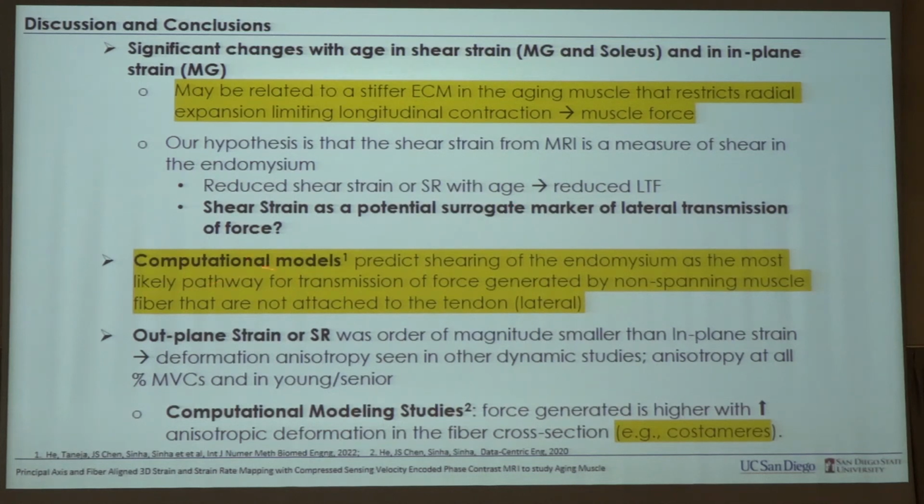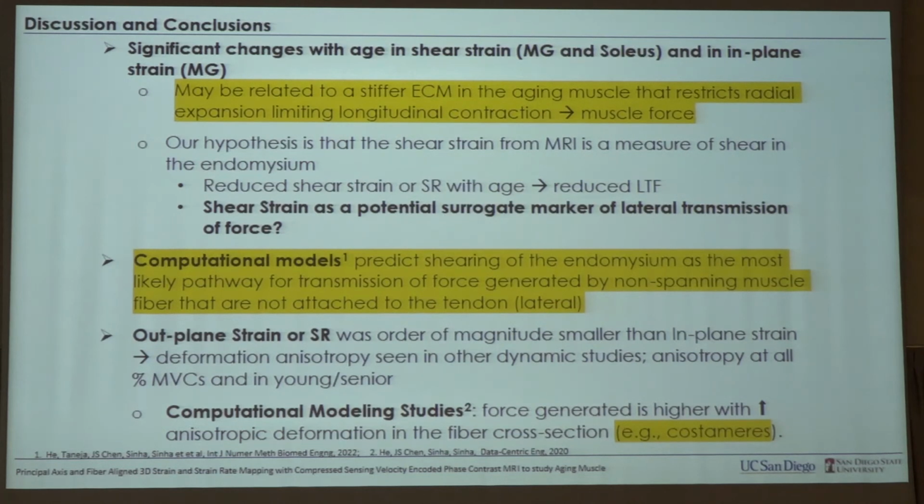We have also done a lot of computational modeling, and in that we can predict that the shearing of the endomysium, you remember that fiber diagram that we had given, is the most likely pathway for transmission of force generated by non-spanning muscle fibers that are not attached to the tendon.